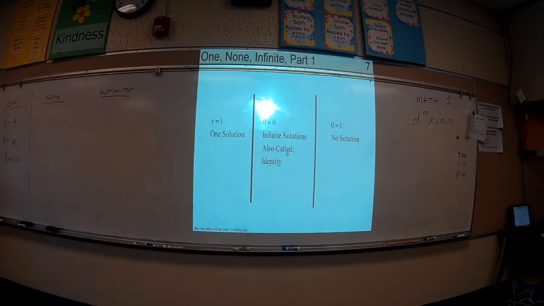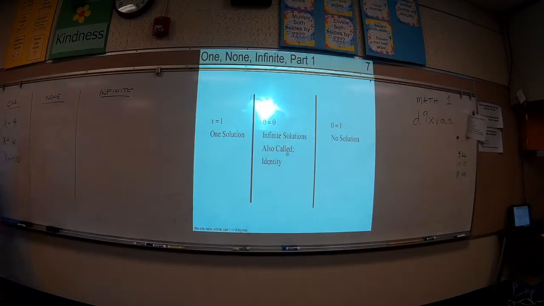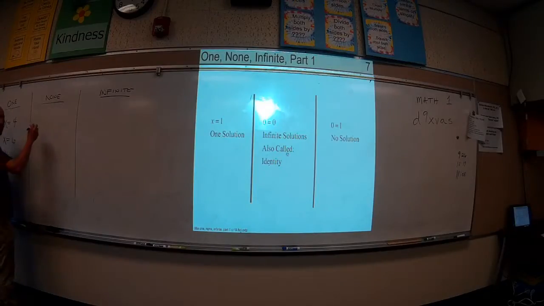This is what one solution looks like. If you start solving it and you get down to x equals 5, that's one solution. X equals 8, one solution. No solution. Pick two numbers that aren't the same. 3 and 10. 3 equals 10. No solution.